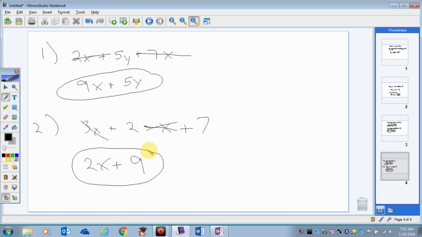If you have any questions on it, go back to the video, watch it again. It's really simple stuff. That's all you have for today on your lesson. You're simplifying expressions by combining like terms. So good luck. Should be easy. And your assignment will be on the board.